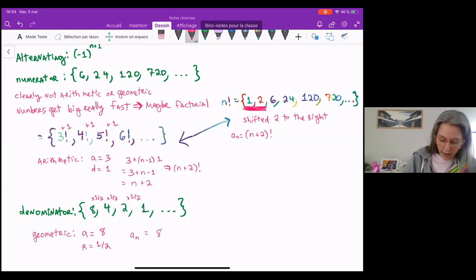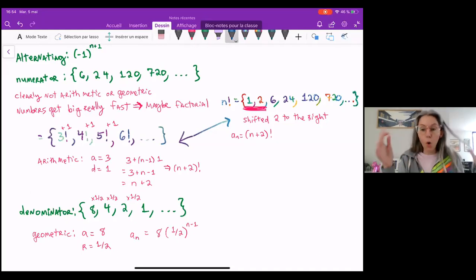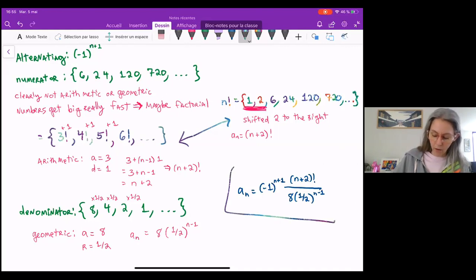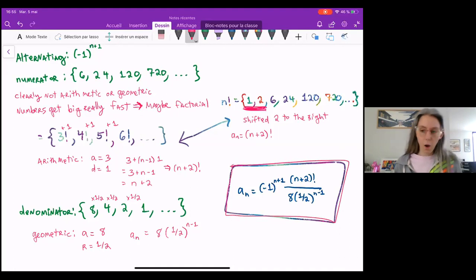which means that my A sub n for the denominator is 8 times 1/2 to the n minus 1, which means that for the whole sequence, when we put it together, A sub n, we dealt with the alternating part, -1 to the n plus 1. Our numerator was n plus 2 factorial, and our denominator was 8 times 1/2 to the n minus 1 for my final answer here. Okay, so that's our general term for this sequence.